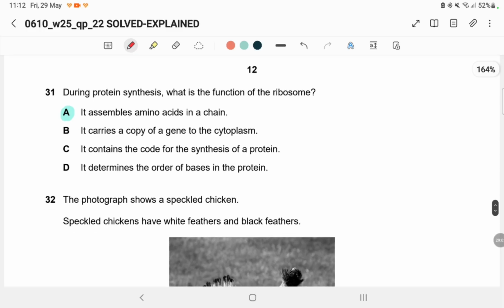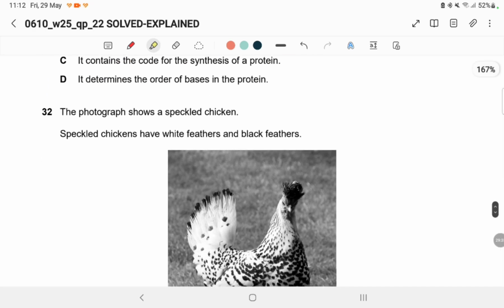Question 31. During protein synthesis, what is the function of the ribosome? Well, it assembles amino acids in a chain. Now, letter B, it carries a copy of a gene to the cytoplasm? No, because that one is done by mRNA. It contains a code for the synthesis of a protein? No, also. And it determines the order of bases in the protein, which is a function of tRNA, not of the ribosome. The ribosome assembles amino acids in a chain in a process known as protein synthesis.